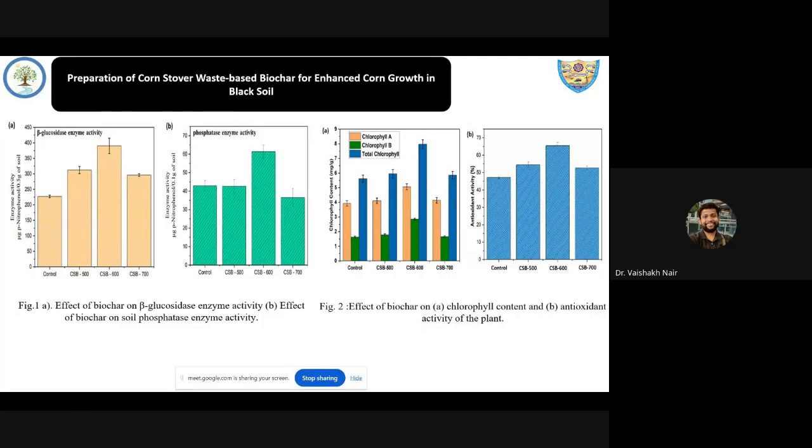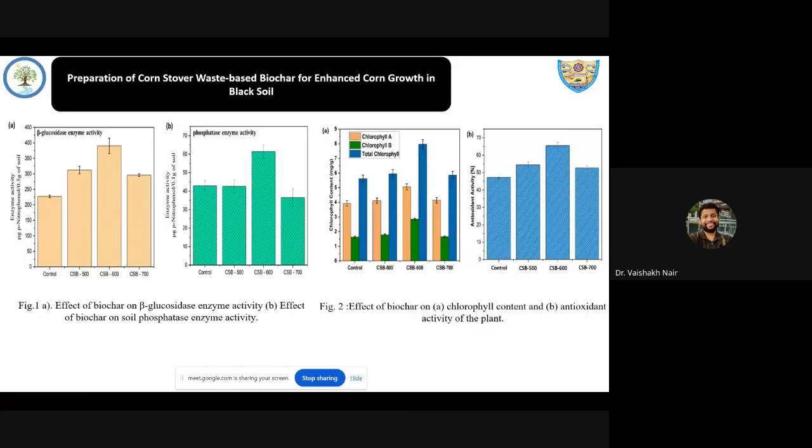And when we say antioxidant activity, it means that when plants are under stress, they generate antioxidants, which helps in fighting the external stress. Here you see CSB 500, CSB 600; these are different biochars prepared at different temperatures. And control is without the biochar. You can see the biochar synthesized at 600 showed a better performance in terms of chlorophyll content and in terms of antioxidant activity.